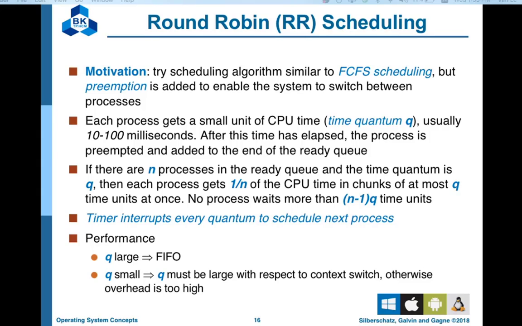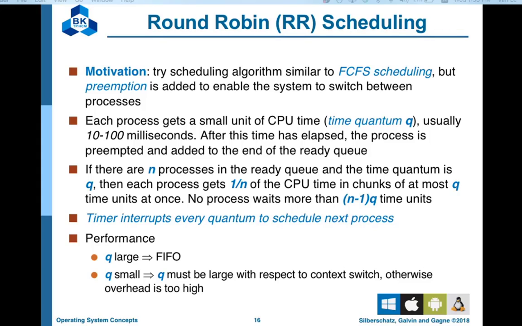The round robin scheduling is commonly used in interactive systems. So, motivation: each process just gets a small unit of CPU time, sometimes called the time quantum, usually 10 or 100 milliseconds. After this time has elapsed, the process is preempted and added to the end of the ready queue.